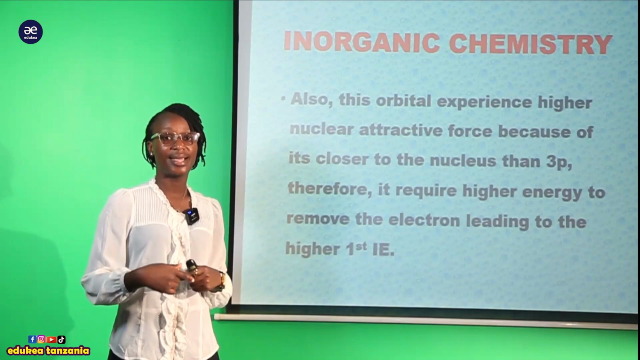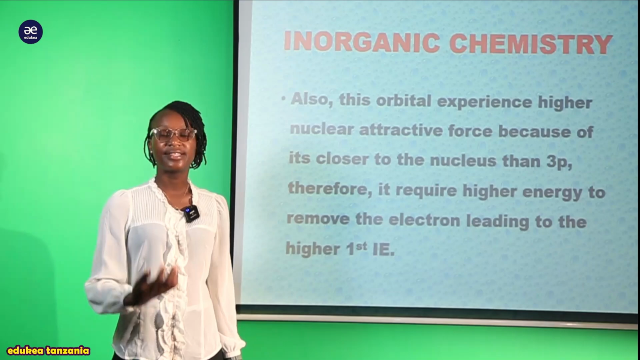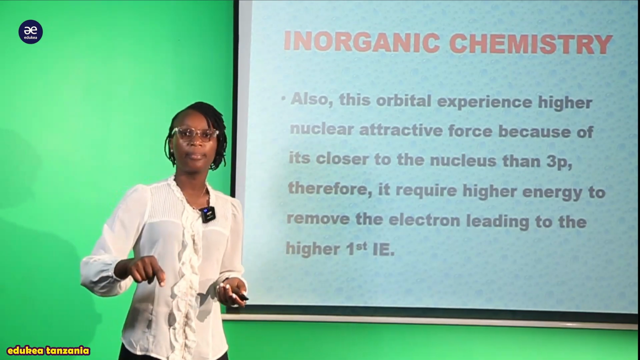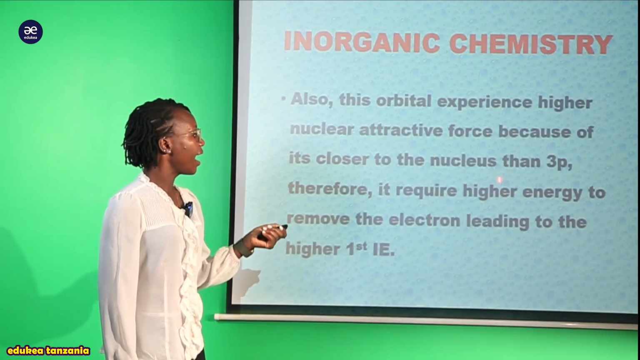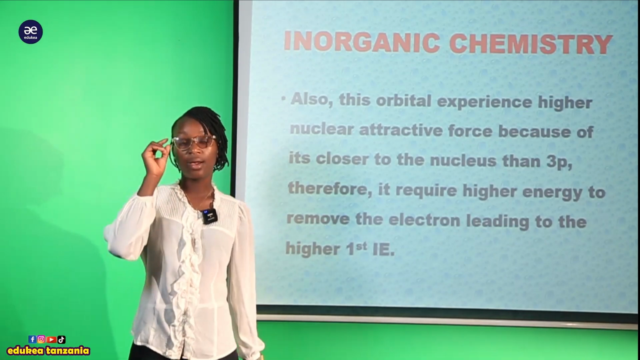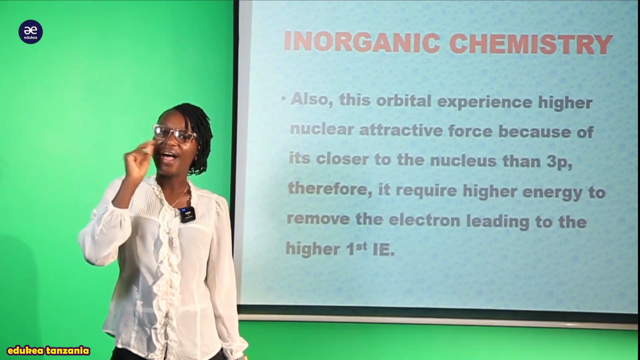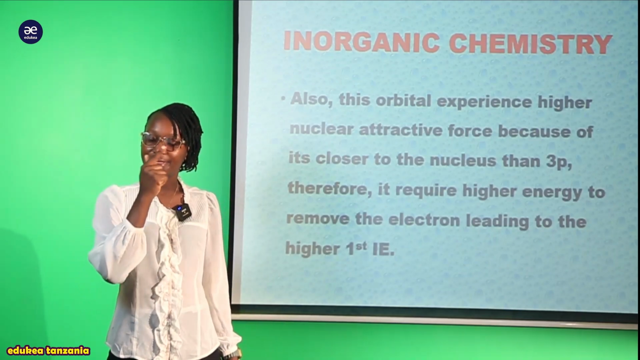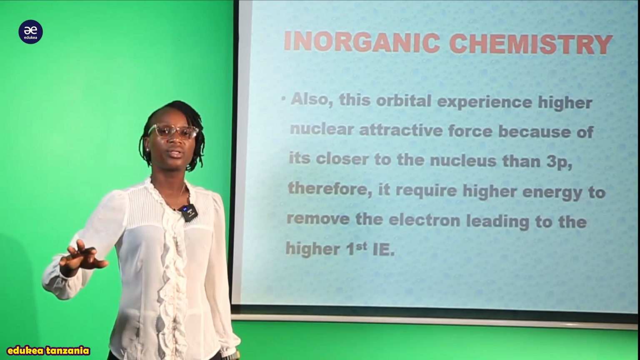Kwa hiyo kama iko karibu na nuclear itakuwa ni sifa gani? Cha kwanza ita experience higher nuclear attractive force. It experiences higher nuclear attractive force because it is closer to the nucleus once you compare with the 3p. Therefore it requires higher energy to remove the electron, leading to the higher ionization energy. Kwa hiyo hii ndio maana kwamba unaona yenyewe inahitaji higher energy, kwa sababu kwenye 3s ni very closer to the nucleus. It's very difficult to remove the electron here because 3s and 3p is different. 3s is closer to the nucleus once you compare to the 3p.